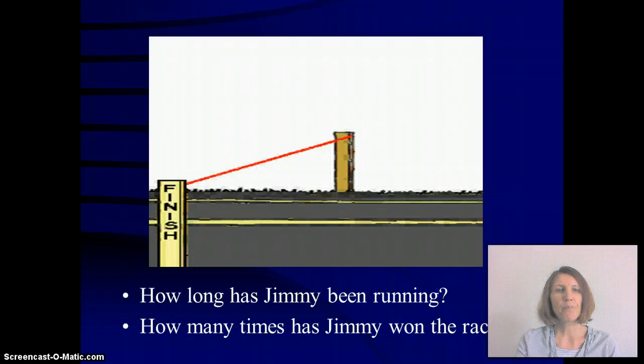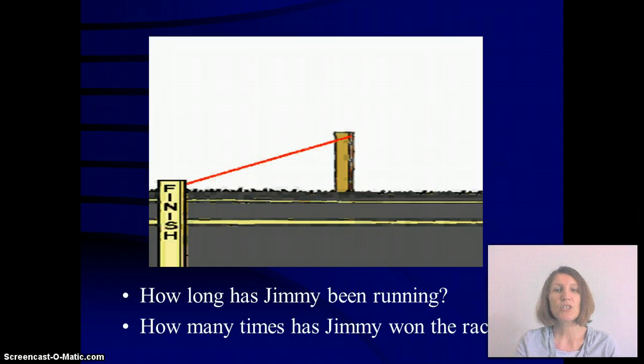Take a look at the picture. How long has Jimmy been running? So if this is a marathon, you could say Jimmy has been running for 3 minutes. So that means he's still running. Or this could be a habit that he's been doing every year. So Jimmy has been running for 10 years. He's probably not running right now, but this is a habit of something that he does regularly.